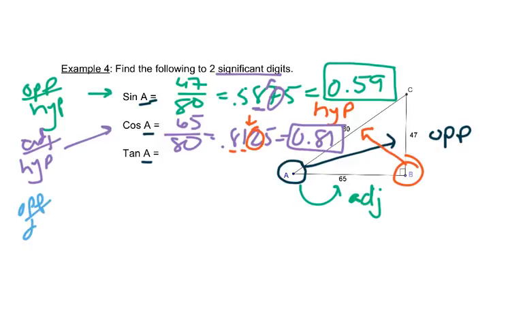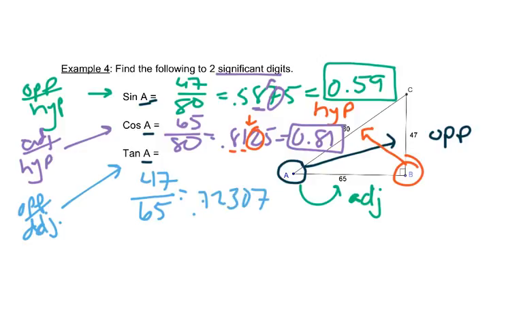Tangent is opposite over adjacent. Opposite side is 47. The adjacent side is 65. That gives me 0.72307. It keeps going. But two significant digits would be right here. The 3 tells us to leave that the same. So we get 0.72.